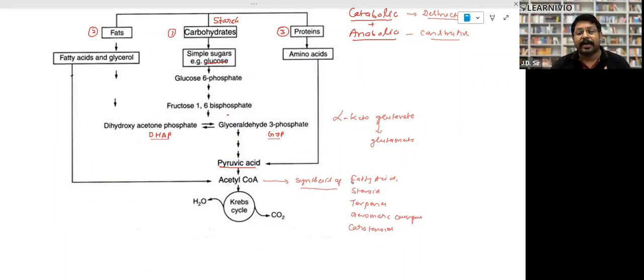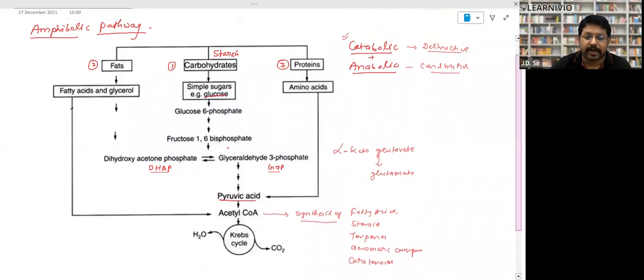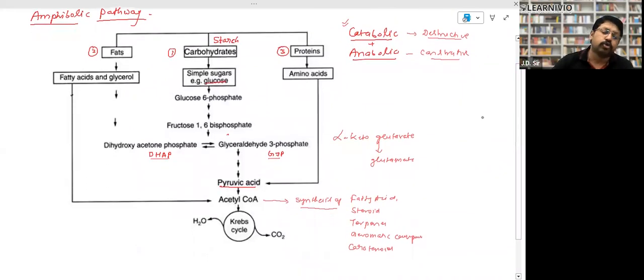It is both catabolic as well as anabolic. And those pathways which are catabolic as well as anabolic are called amphibolic pathways. Hence, the Krebs cycle is an amphibolic pathway because both catabolic and anabolic reactions go on in the Krebs cycle. Tell me, is it clear or not? Yes.